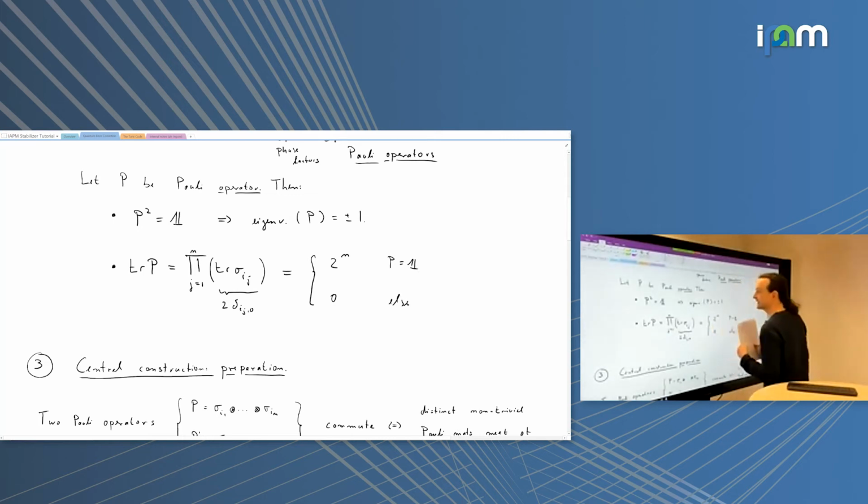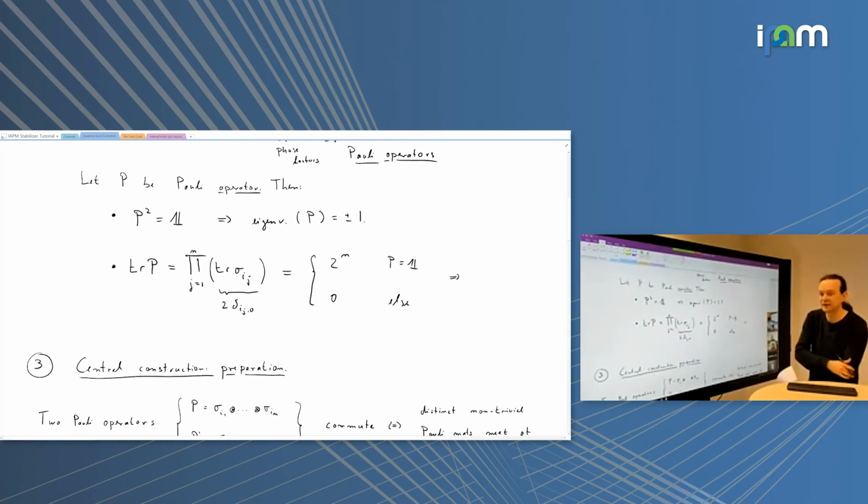Right, and so again, how do I interpret this? This means, okay, I've seen the eigenvalues are ±1, but the trace is 0. So that means that half the eigenvalues are positive and half are negative. So the ±1 eigenspaces have dimension 2 to the n minus 1 each, unless we pick the identity.